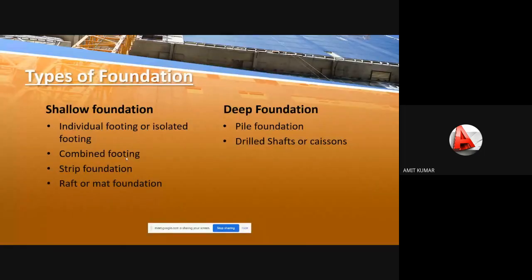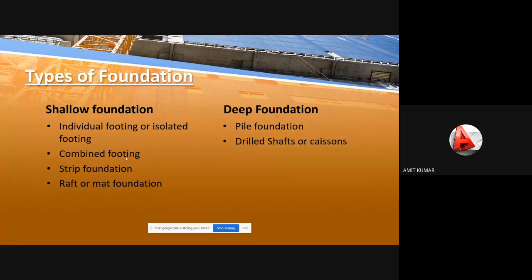Here come the types of foundation, and it depends upon the soil and also the height of the structure. Basically we have two types of foundation: shallow foundation and deep foundation. First I will start with the shallow foundation. Under the shallow foundation come individual or isolated footing, combined footing, strip foundation, and raft or mat foundation. Under the deep foundation, there are two types: pile foundation and drilled shaft or caisson foundation.